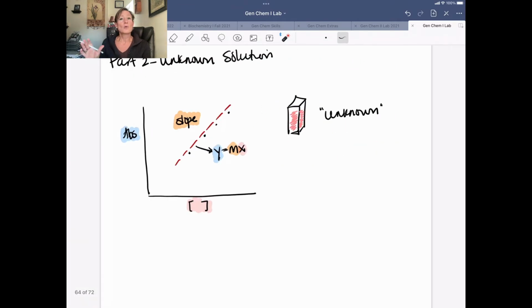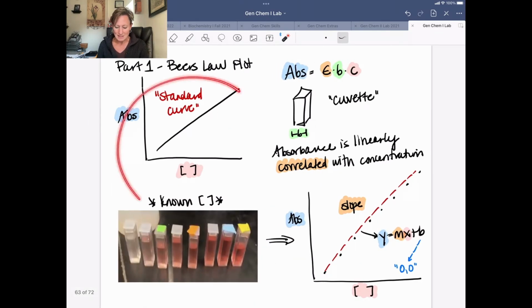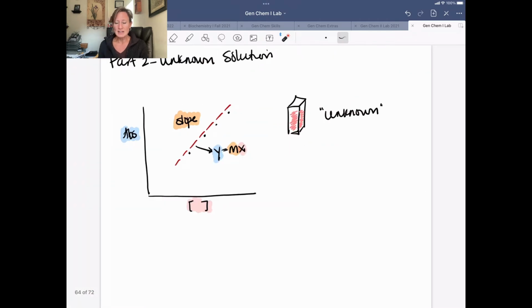Okay, so the first part is really making what we call the standard curve. The second part is actually using that standard curve to figure out how colored an unknown solution is. And everybody's going to have their own unknown, or I should say you and your partner will have your unknown. And the question is, there's a certain amount of redness to this solution. Is it a light red, a medium red, a dark red?